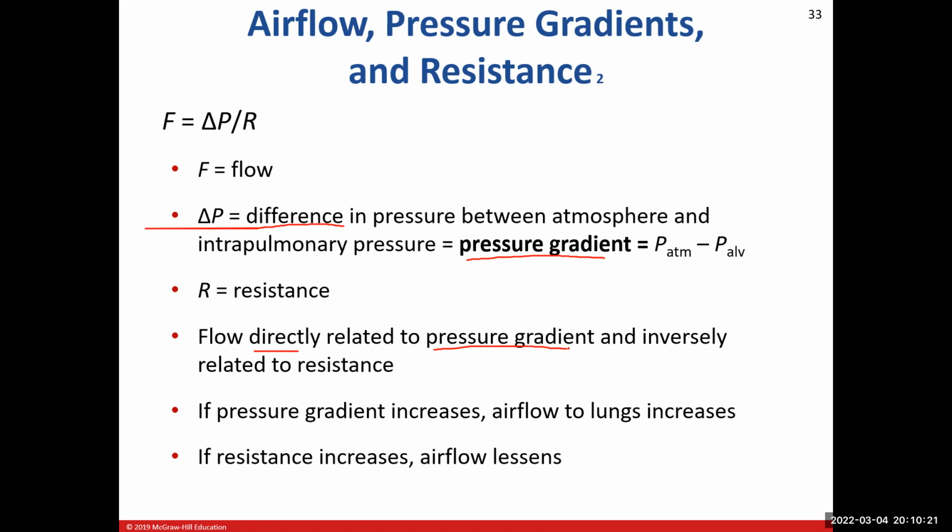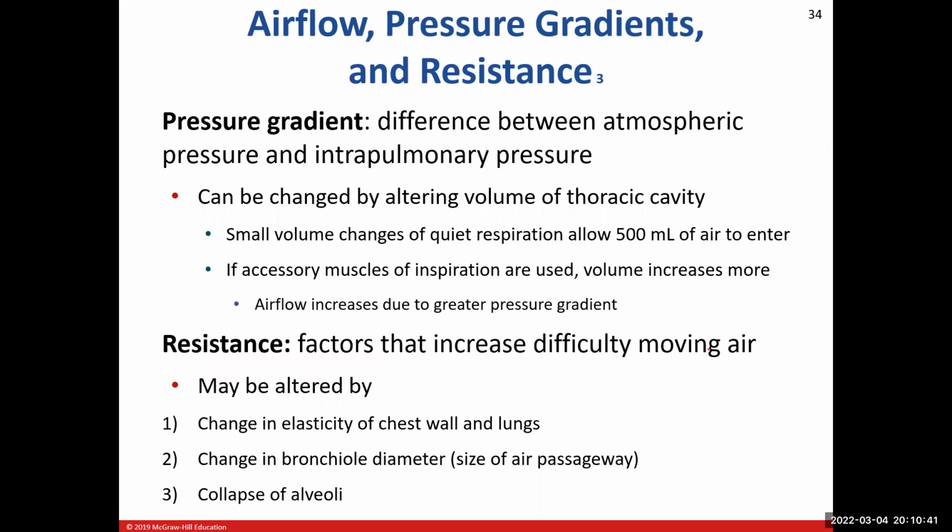So flow is directly related to the pressure gradient. That means if the pressure gradient increases, flow will increase. But it is inversely related to resistance. That means if the resistance increases, airflow decreases, and vice versa. Keep that in mind. You're familiar with this equation. Now we're just going to apply it to the lungs.